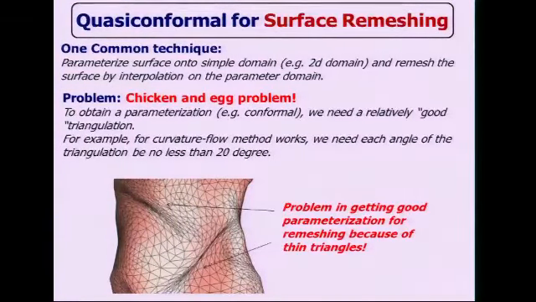One common technique that we use is to parameterize the surface onto some simple domain, and then we draw some regular grid on the parameter domain and project it back onto the surface, and that's how we remesh it. But I call this problem a chicken and egg problem, because if we want to obtain a parameterization, we need a relatively good triangulation. For example, if we want to use the curvature flow method to compute the conformal mapping onto a 2D domain, the triangulation should be quite good. But if we have this kind of triangulation, then we cannot compute the conformal mapping. And if we cannot compute the conformal parameterization, then we cannot remesh the surface.